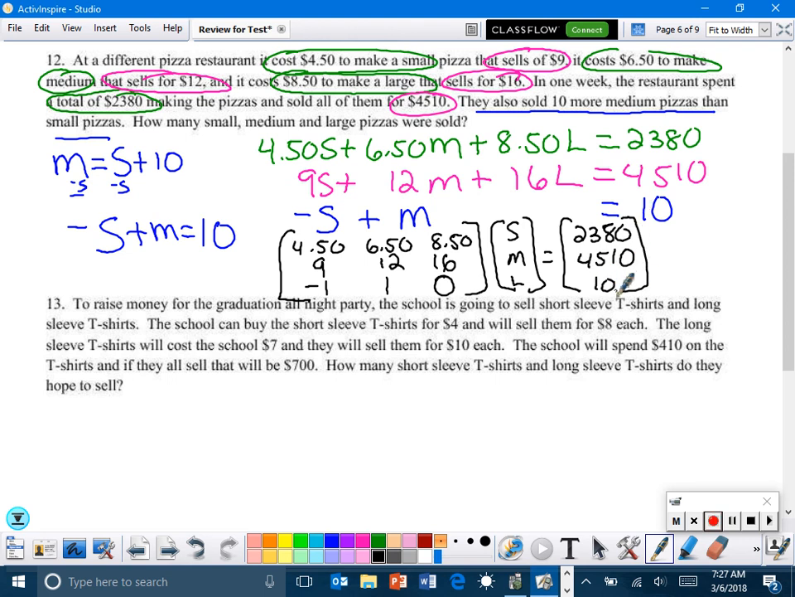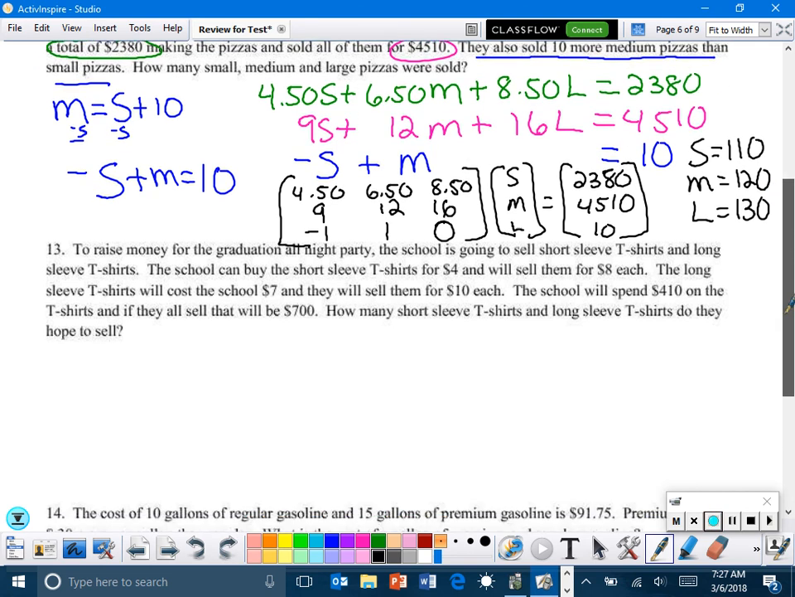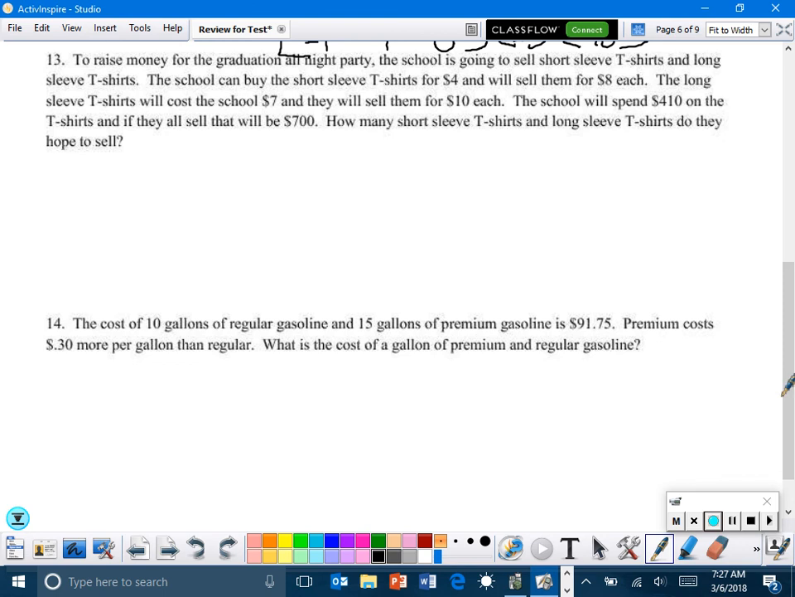All right, I'm not going to type that into the calculator. You can go ahead and do that. So this is what we end up with. We should end up with 110 small, 120 medium, and 130 large. And yes, I planned it that way when I made this problem up. 110, 120, 130. Again, pause it if you need to. I'm moving on. Number 13.